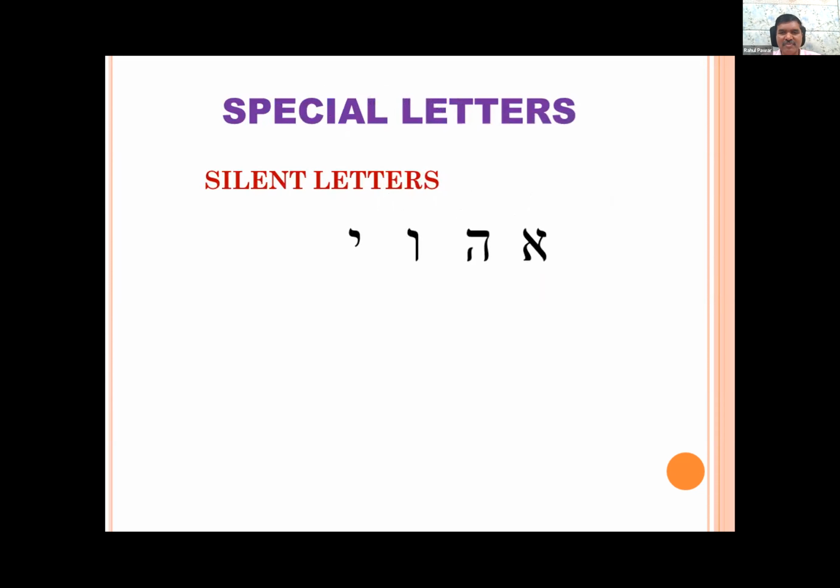Silent letters. Again, Aleph, He, Vav, and Yod. These four letters are called silent letters. And they can come at the beginning, middle, or at the end. And they will remain as silent letters. For example, in the first verse, Bereshit, Aleph is a silent letter. So it can come at the beginning, middle, or at the end, except there should be no vowel pointing under it. If there is a vowel pointing, then it will take that pronunciation. So these four letters are called silent letters.